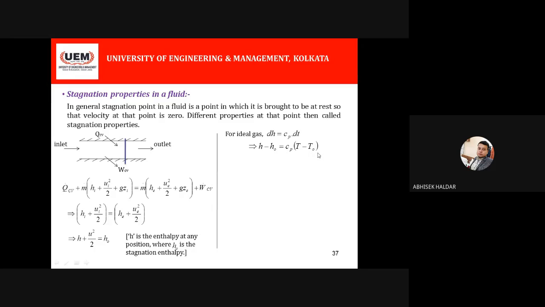Is that clear? Yes, sir. Similarly, if I write P suffix 0, that is called stagnation pressure. So H minus H naught is equal to Cp into T minus T naught.